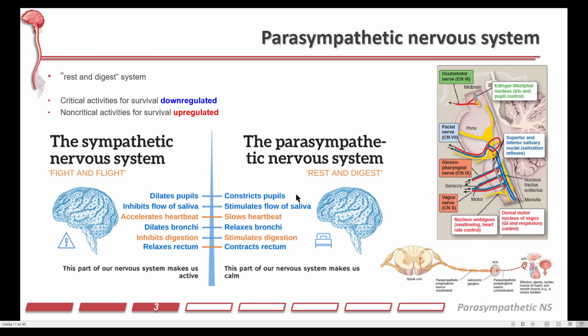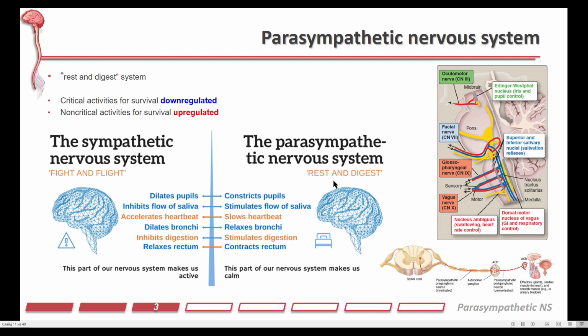You will have constriction of the pupil, stimulation of flow of saliva, because remember, you call it rest and digest, and definitely saliva is needed for the proper digestion to occur. And here you can see stimulation of digestion as well. Not only secretory activities, but also the peristalsis of the digestive organs.